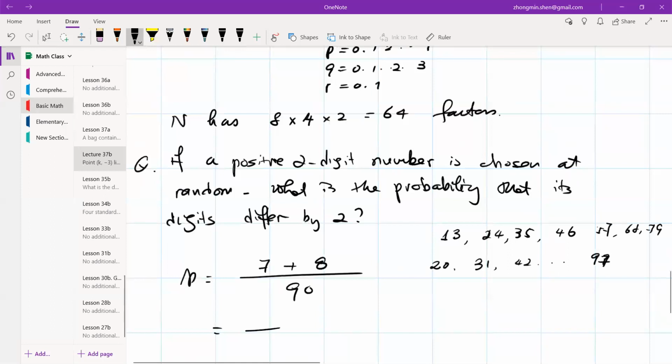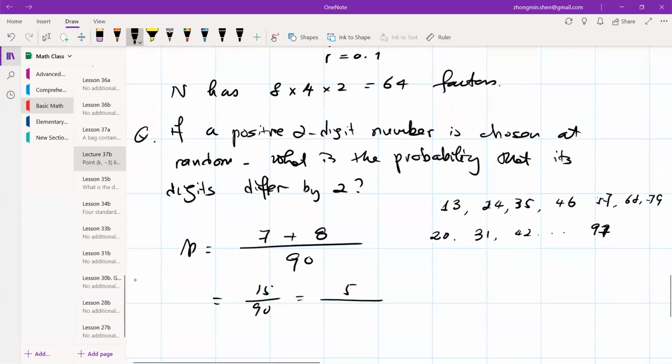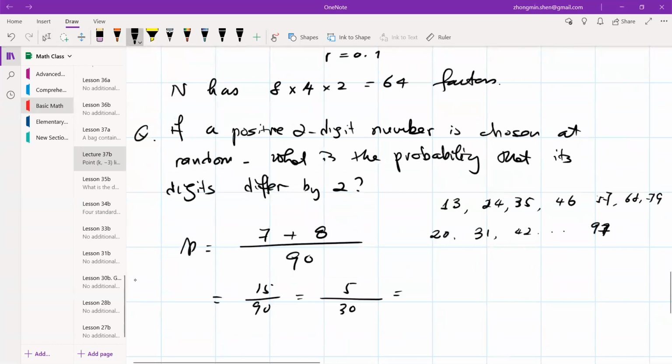So the total is 15 over 90, then you simplify it. 15 over 90 divided by 3 gives 5 over 30, and then because 30 is 5 times 6, it's 1 over 6. Okay, this is the answer. Got it? Don't forget all the possible case patterns when you count them.